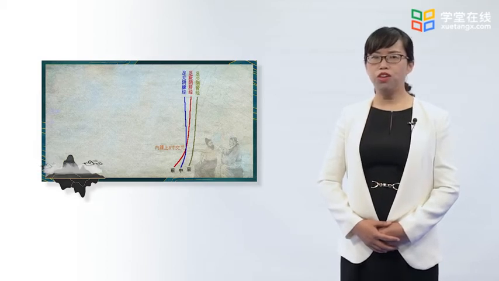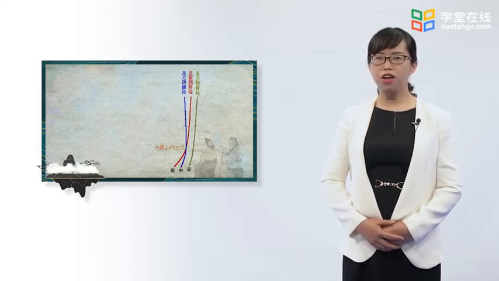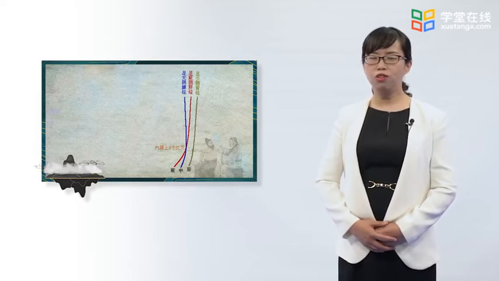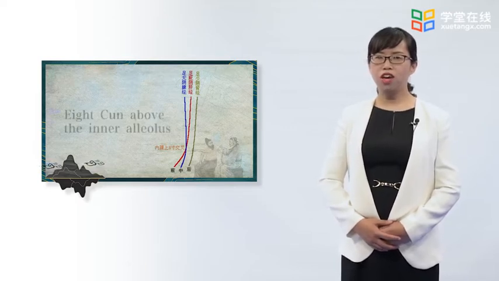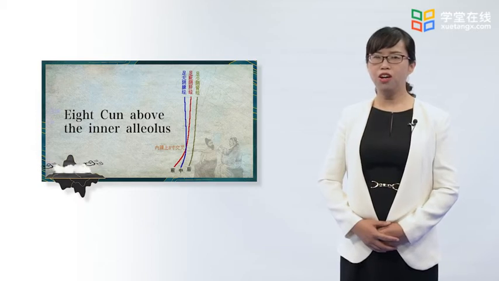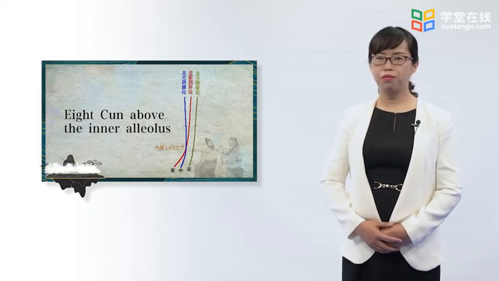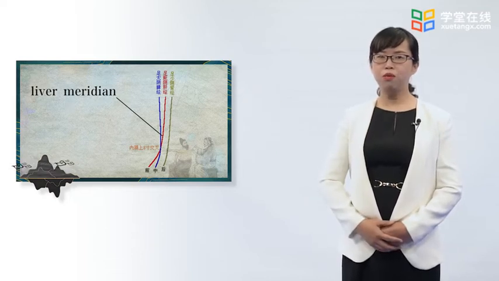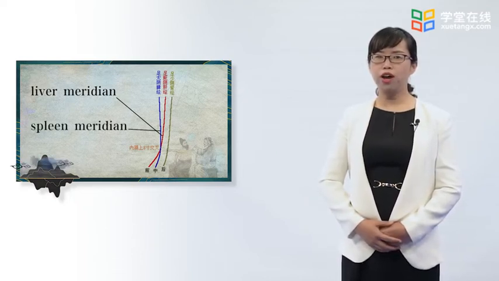The foot Jue Yin meridian goes back and runs between the foot Tai Yin meridian and foot Shao Yin meridian after the crossing point, which is 8 cun above the inner malleolus. The red line represents liver meridian, while the blue one refers to spleen meridian.